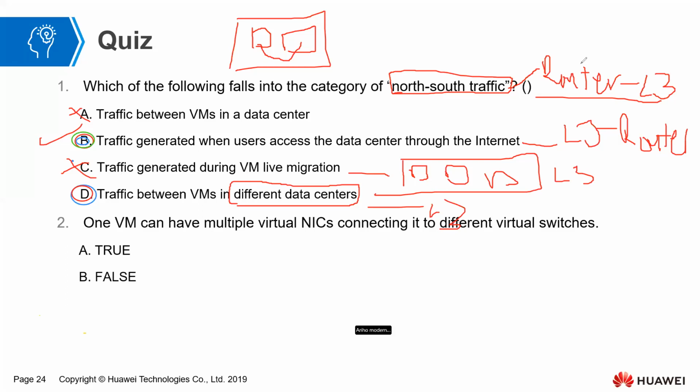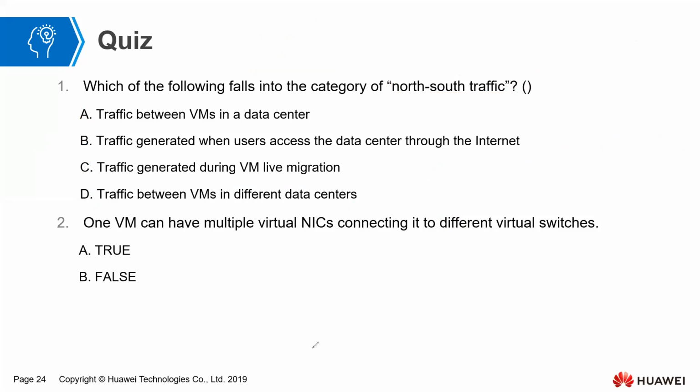Agreed? Agreed. Okay. So let us look at this question here. One virtual machine can have multiple virtual machines connecting it to different virtual switches. True or false? And give your reason why. True or false? True. Cynthia, yes. Why do you think it's true?